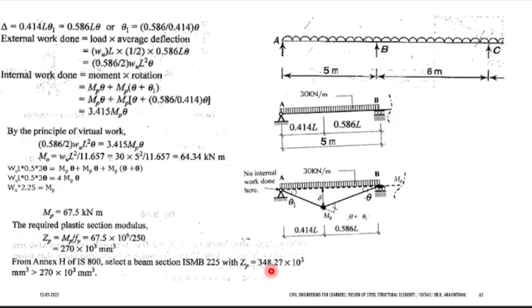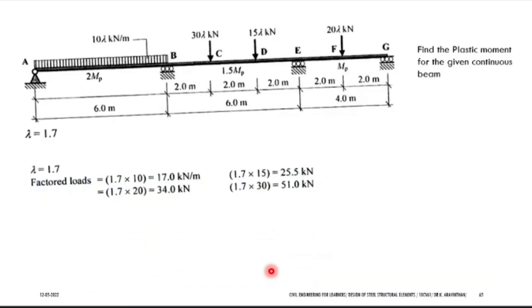They are asking that a UDL is given for a continuous beam, you are finding the plastic hinge, how it will break, and you are checking whether the given ISMB is sufficient or not. That is plastic analysis. Okay, now you take down another problem: find the plastic moment for the given continuous beam.